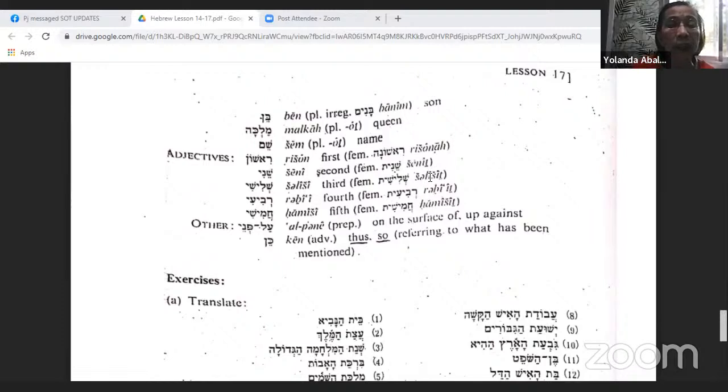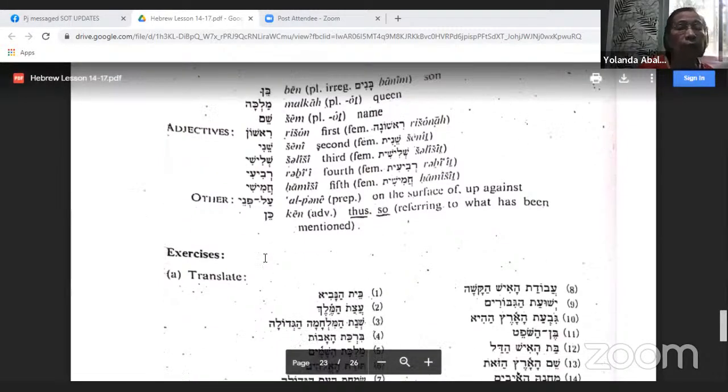Shlishit, the third of, Revi'it, the fourth of, Chamishit, the fifth of. Yan. So we have Rishon, Sheni, Shlishi, Revi'i, Chamishi. Lifnei, in the surface of, up against, in the presence of, before the. Ken, it means an adverb of thus and so. Tulad ng God, and so everything that God created was good. Yeah.